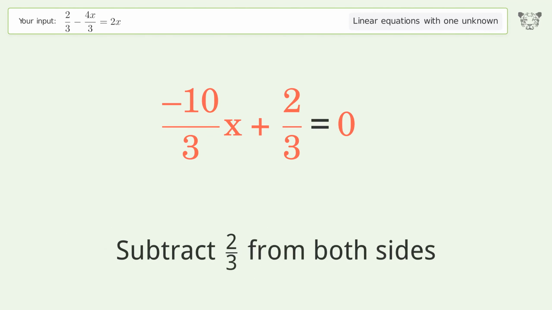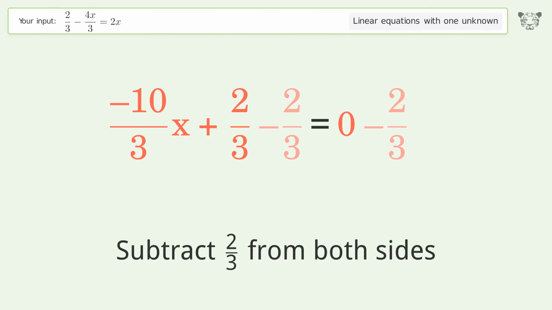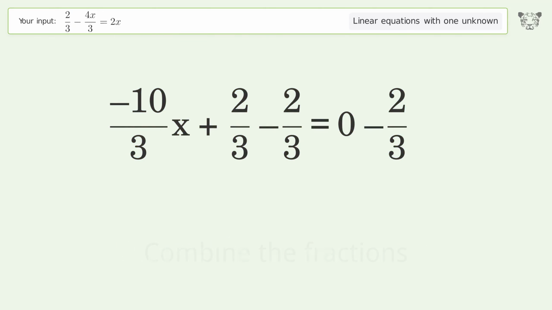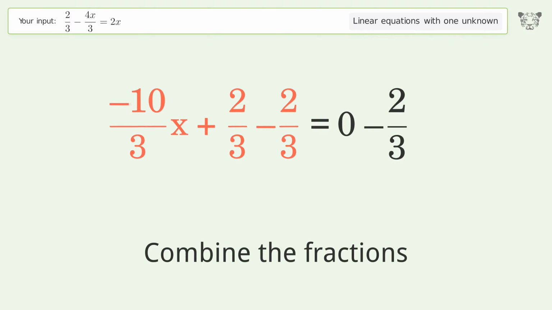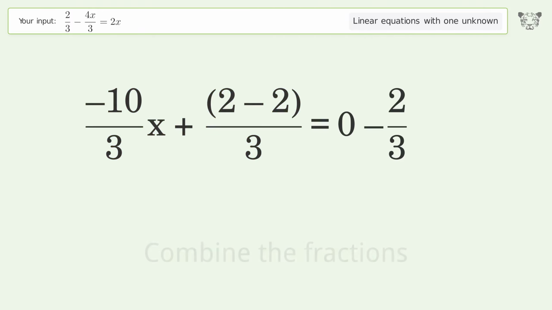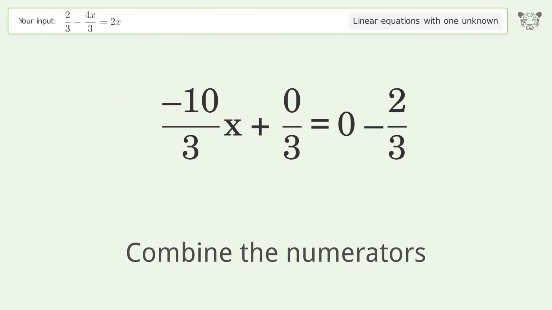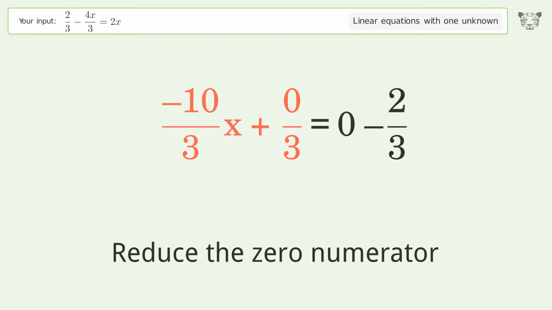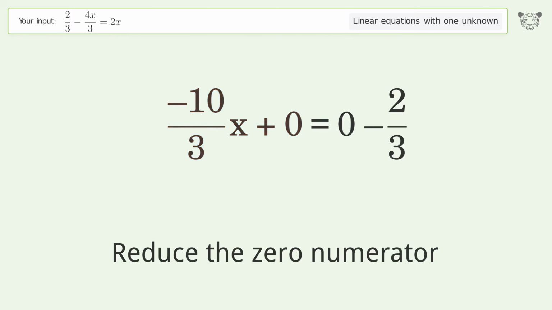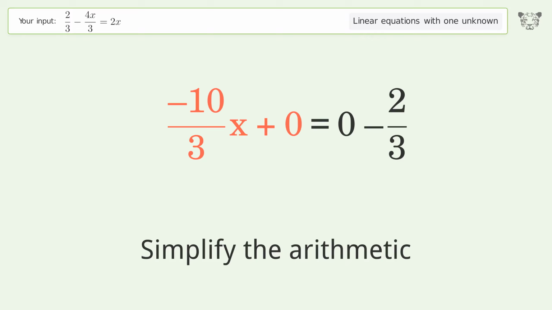Subtract 2 over 3 from both sides. Combine the fractions. Combine the numerators. Reduce the zero numerator. Simplify the arithmetic.